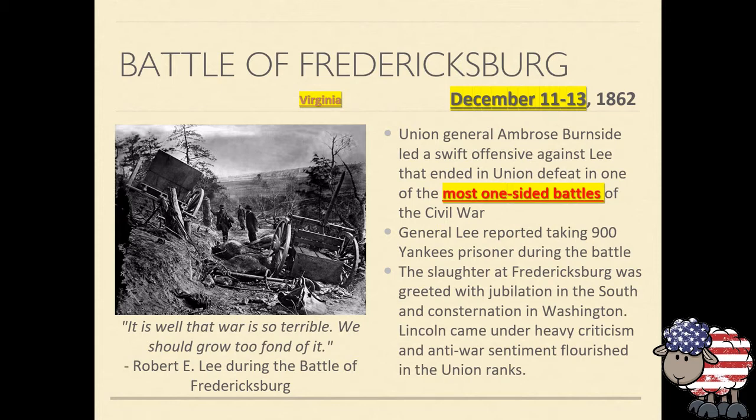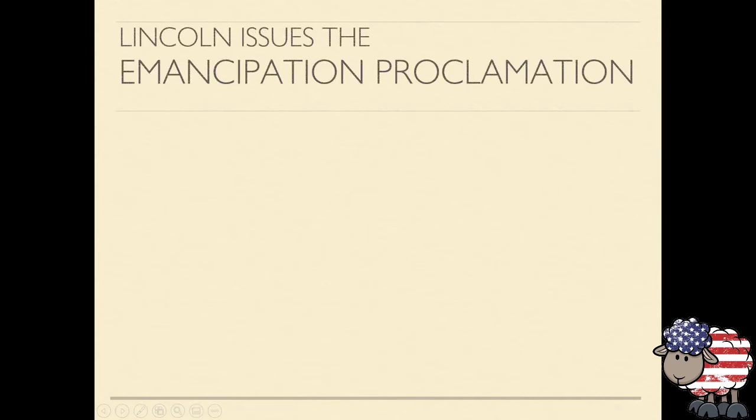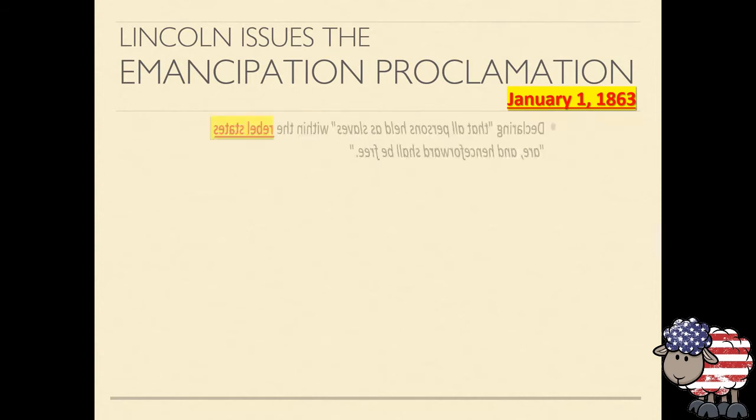So you had Antietam and then Fredericksburg, and this Confederate victory is going to cause Abraham Lincoln, after Antietam, and remember, news travels rather slowly during this time, to issue something very significant in January 1863. On January 1st, 1863, Abraham Lincoln changed the nature of the war by issuing the Emancipation Proclamation, declaring that all people held as slaves within the rebel states are free.